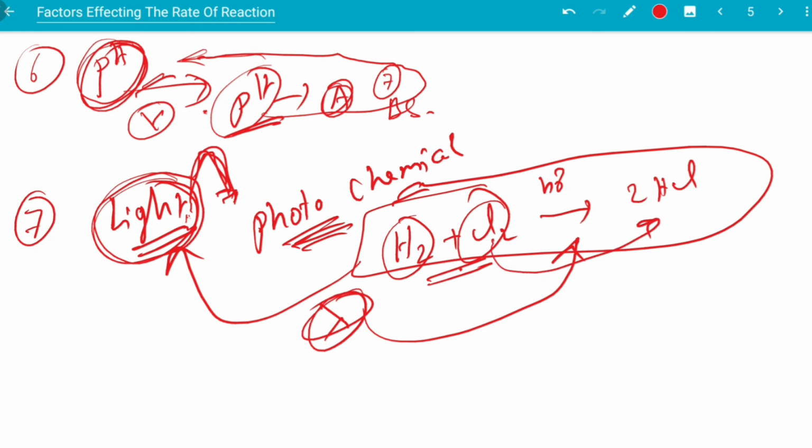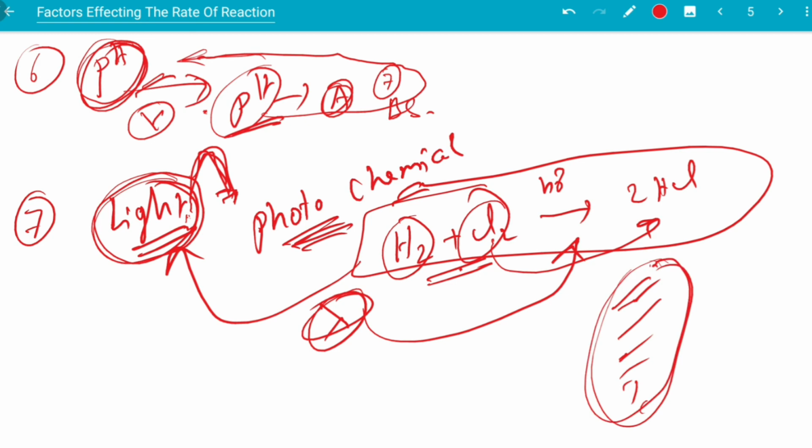So these factors, concentration of reactants, nature of the reactant, source of light, pH, temperature, catalyst and surface area, are the factors that affect the rate of reaction.